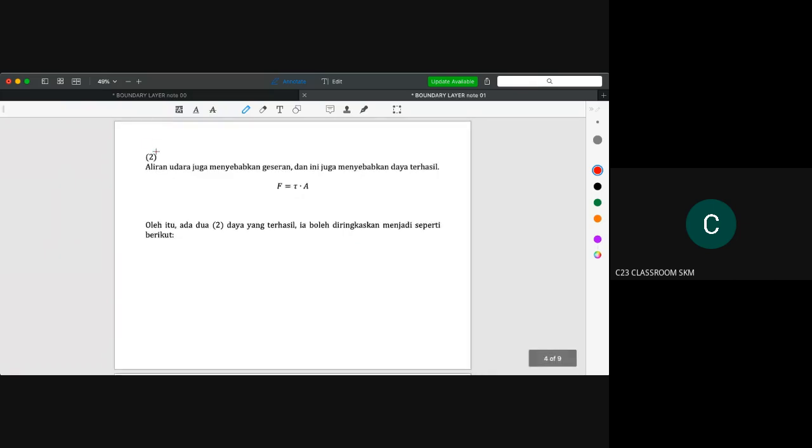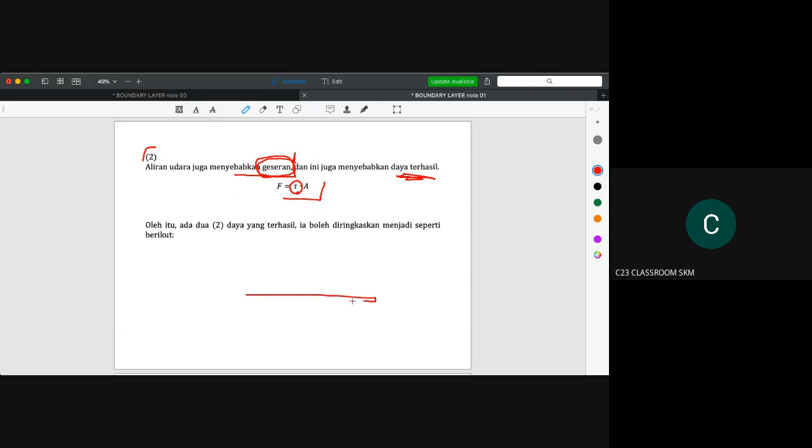The second force occurs because of the viscosity. What is viscosity? As I explained previously, viscosity creates the no slip condition, which means it creates resistance. The resistance on the surface also creates force. This idea was learned in Fluid Mechanics 1 in the Viscosity chapter, where you already learned about Newton's law of viscosity. One of the equations used at that time is F equals tau A, where tau is the shear stress from the molecules that acts on the surface.